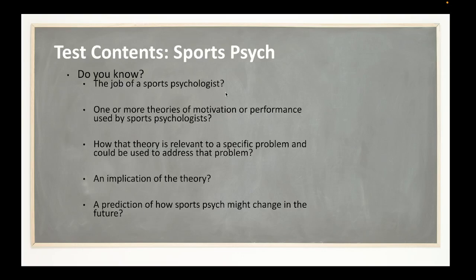So again, to review for the sports psychology test, just ask yourself: do you know what a sports psychologist does? Do you know their job? Do you know one or ideally more theories of motivational performance used by sports psychologists? Do you know that theory well enough to apply it to a specific problem and use that theory to address a particular problem? Can you explain an implication of the theory? And can you predict how sports psychology might change in the future?